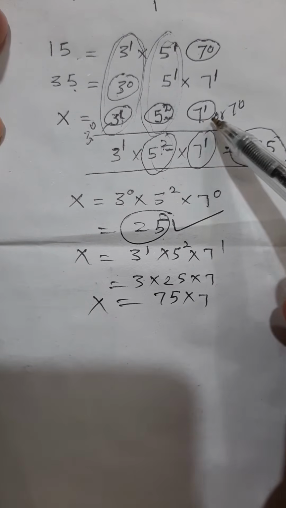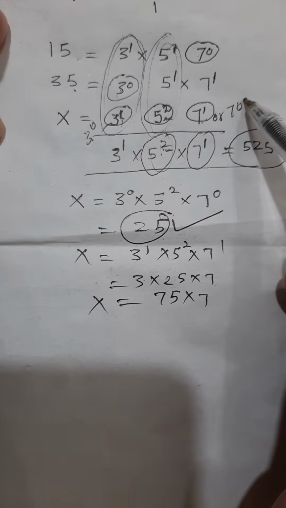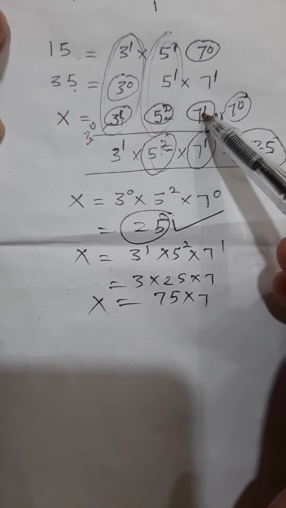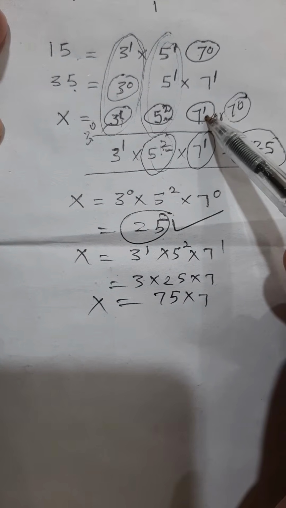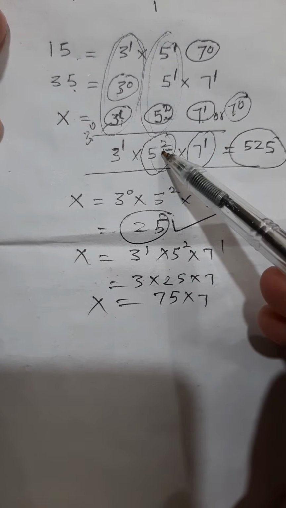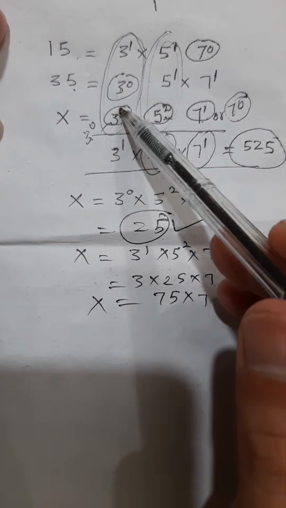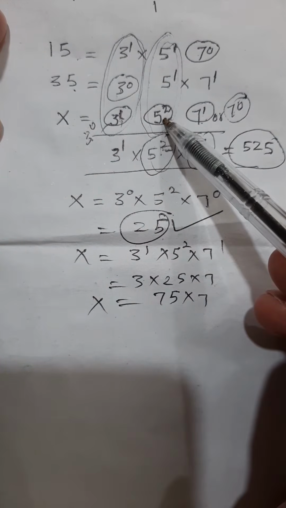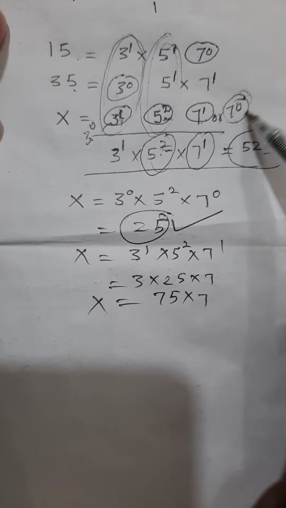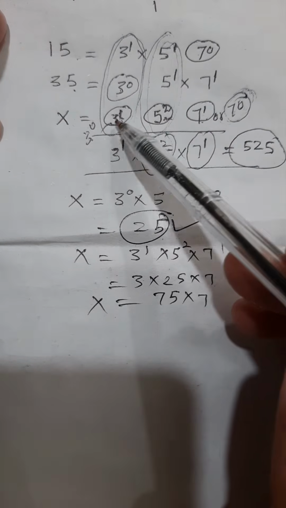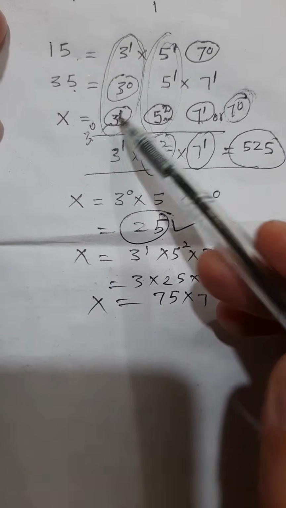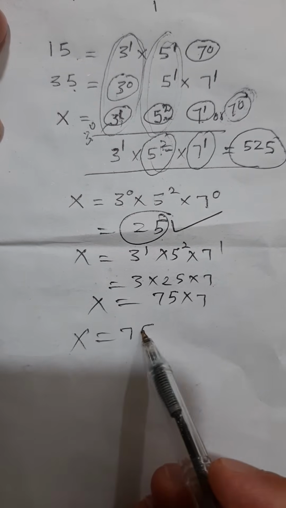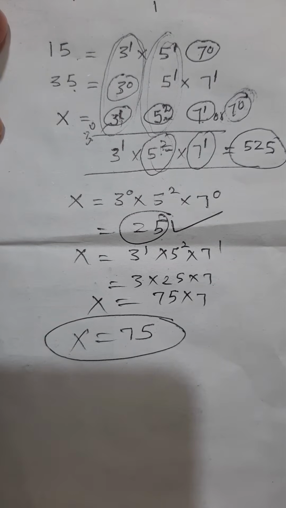Now let's suppose you have got 7 power 0 here in the factors of x. If 7 power 0 is here, then 5 square into 3 power 1. If x has factor 3, factor 5 square, and factor 7 raised to the power 0, which is 1, then 5 square into 3, 25 into 3, x is 75. So this is the second answer between less than 100 and more than 15, and this is your first answer for this value of x.